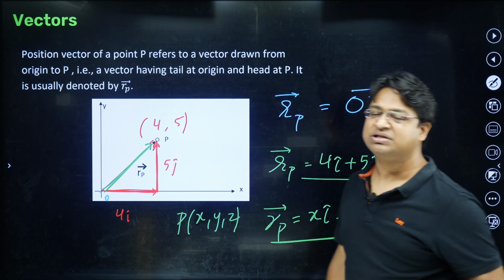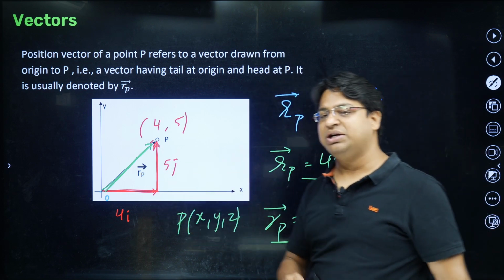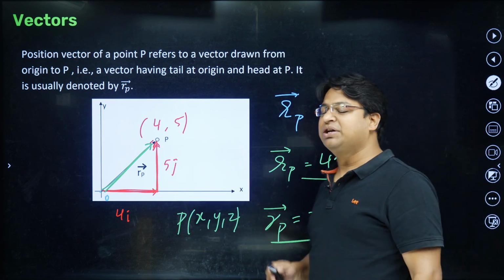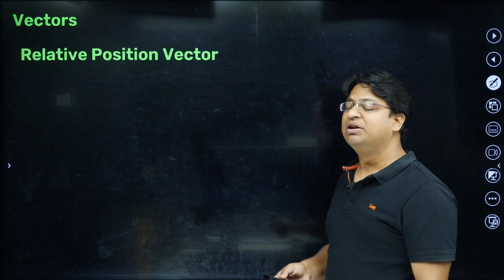I'll present it in the summary also. But if a point has coordinates x, y, z, then the position vector of that point can be written as x i cap plus y j cap plus z k cap. Please remember this. Okay, now what exactly is the relative position vector?